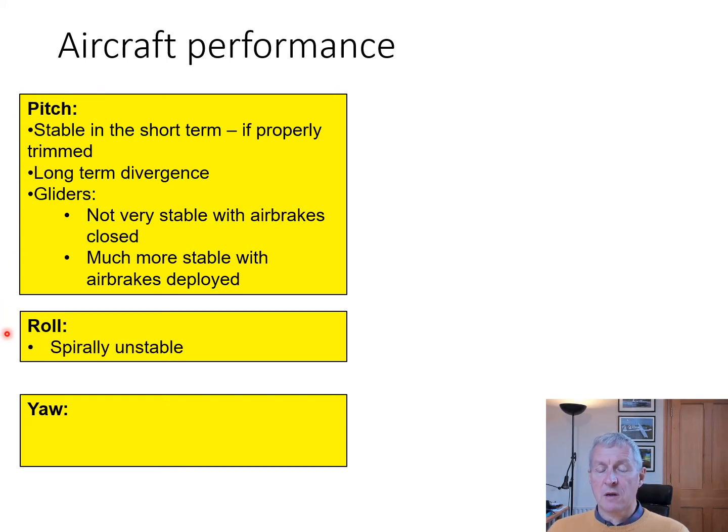In roll, our gliders tend to be spirally unstable. So if we don't do anything, they will tend to gently increase the amount of roll and we'll end up in a spiral dive. And in yaw, generally they're pretty stable if we keep the wings level. So if we put a boot full of rudder on and then take our feet off, in general, it just comes off without any sort of phugoid. And we'll look at these 3 things in the air.